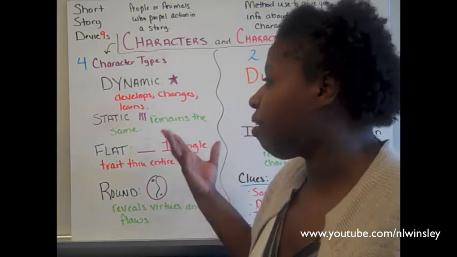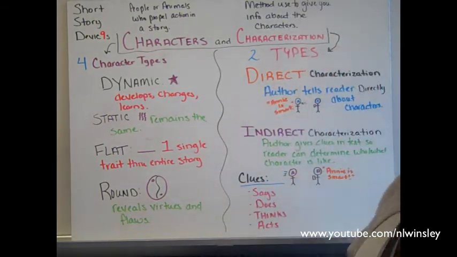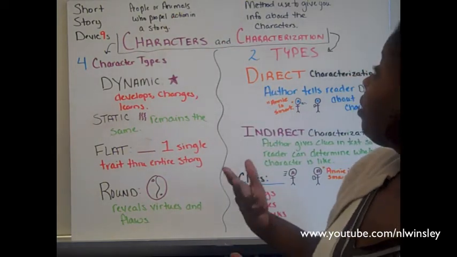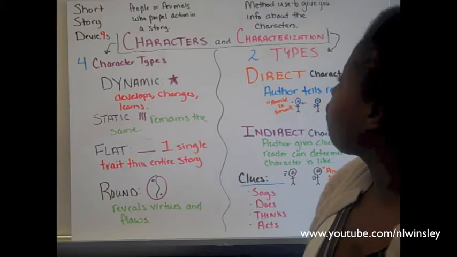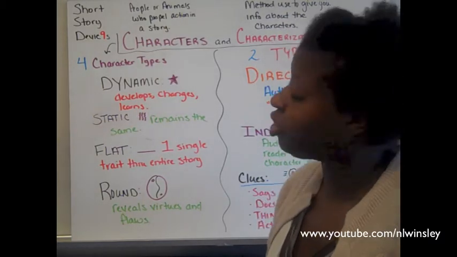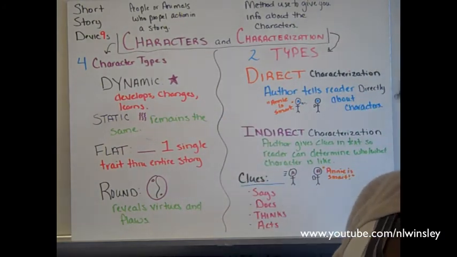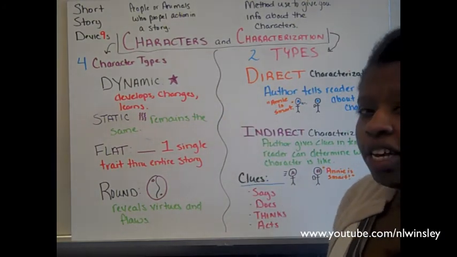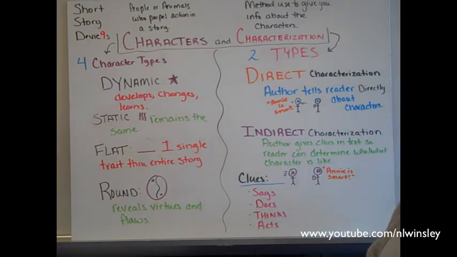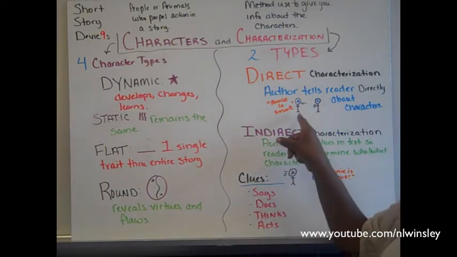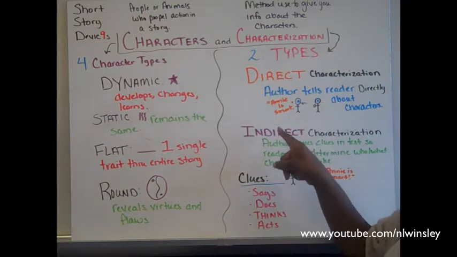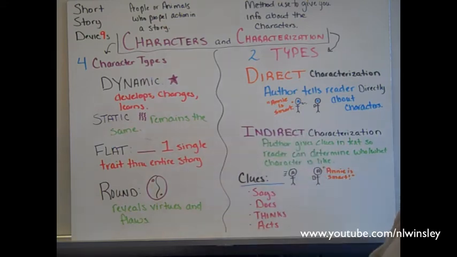How do you learn about these characters? Through characterization. Characterization is the method an author uses to give you information about the character. Now, there are 2 types of characterization. You have direct characterization. Direct characterization is where the author directly tells you, the reader, information about the character. So you have the author speaking through the text to the reader by saying, Annie is smart.